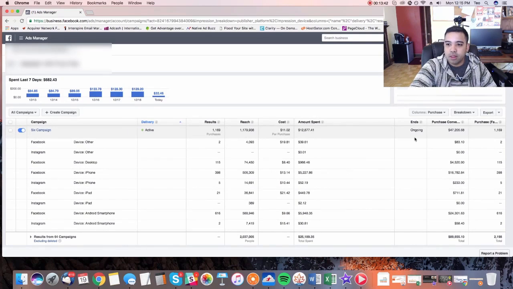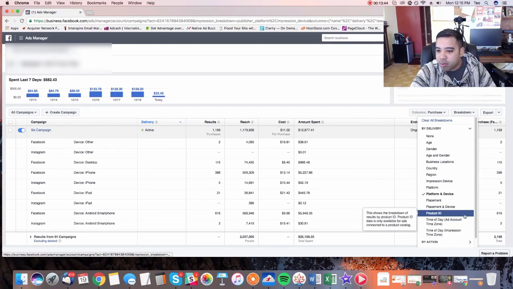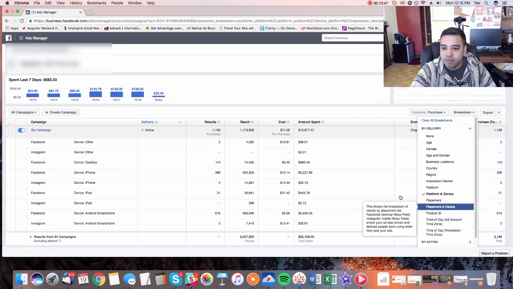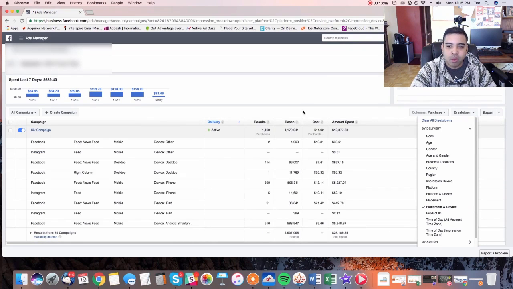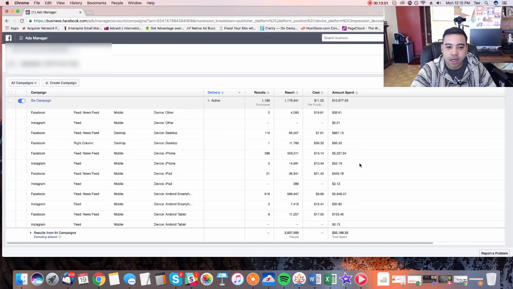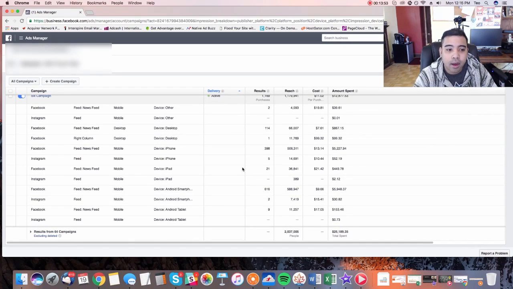Okay, so let's do one more. Let's break it down by placement and device. We did platform and device. Now we're going to do placement and device. For example, this one right here converted really well in terms of the newsfeed. But look at what happened here on the right column. We spent $99 to get a customer. This is horrible. Why would you want to spend 99 bucks to get a customer?